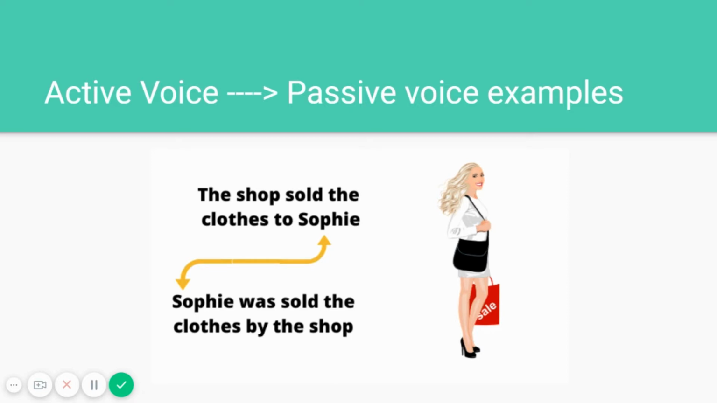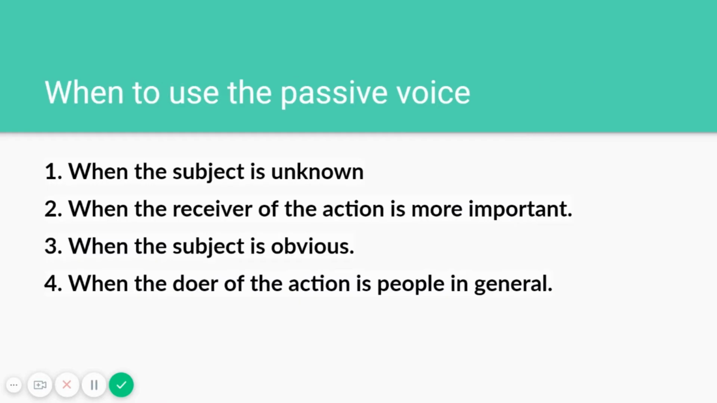Here is another example. The shop sold the clothes to Sophie. Or we can also say, Sophie was sold the clothes by the shop. Okay, so why do we use the passive voice? So in these four situations, we use the passive voice.